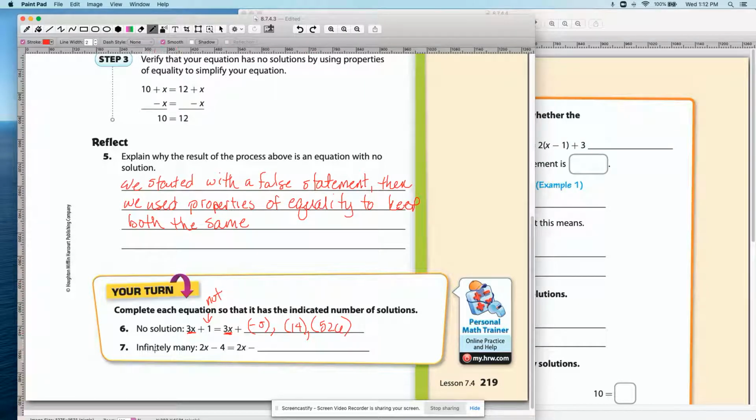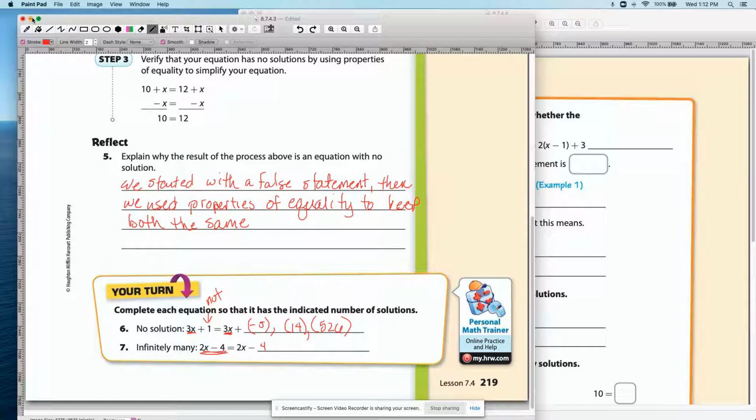Number 7 says, finish the equation so that they have infinitely many solutions. Well, that means both have to be exactly the same. So if you have 2x minus 4 on this side, you must have 2x minus 4 on the right side. Okay, so it's kind of opposite of no solution.